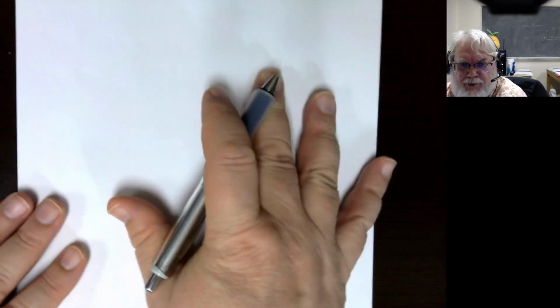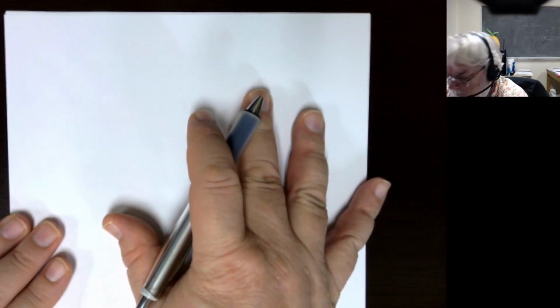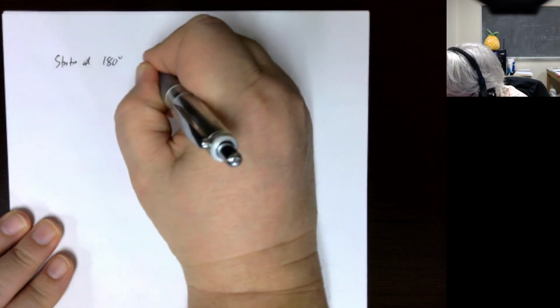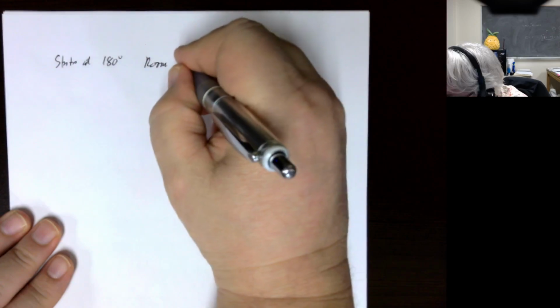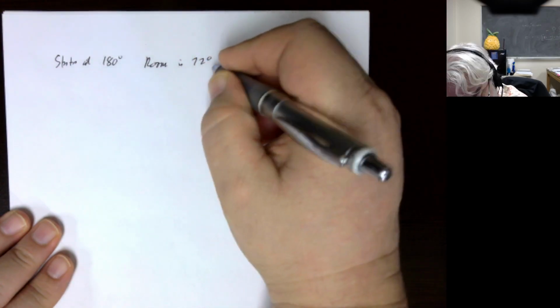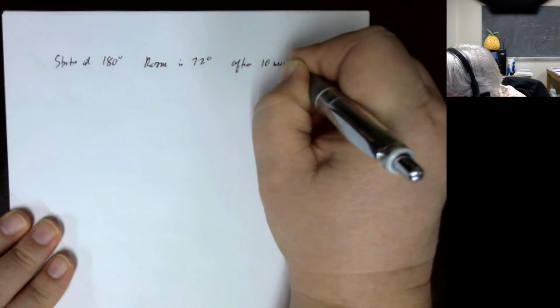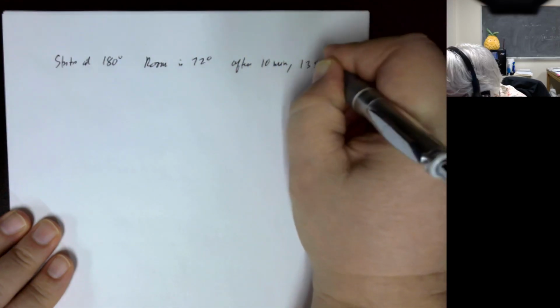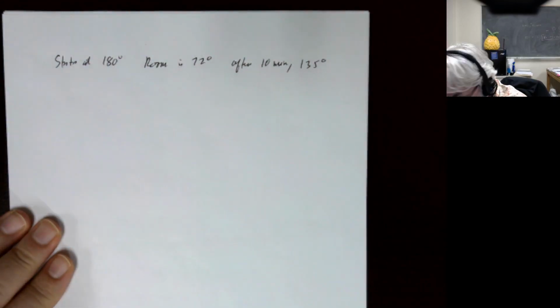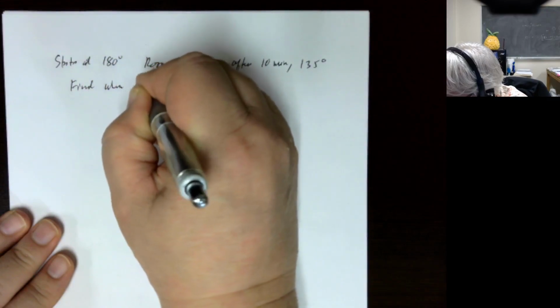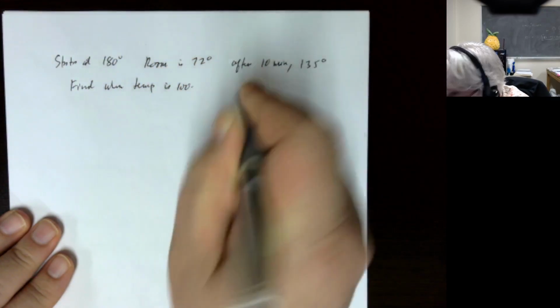So my data is that the coffee starts at 180 degrees. The room is 72 degrees. And after 10 minutes, the coffee is 135 degrees. And then we want to find when the temp is 100.